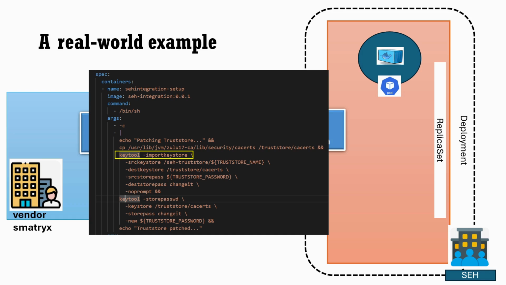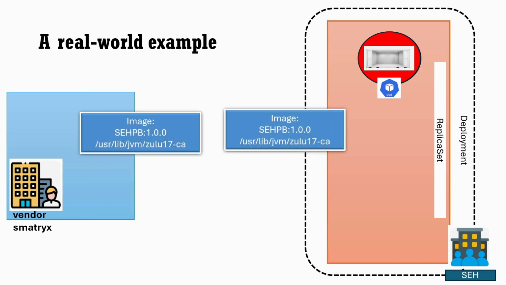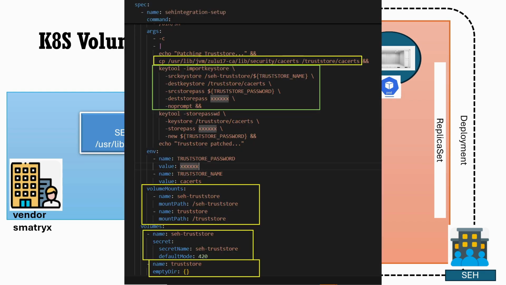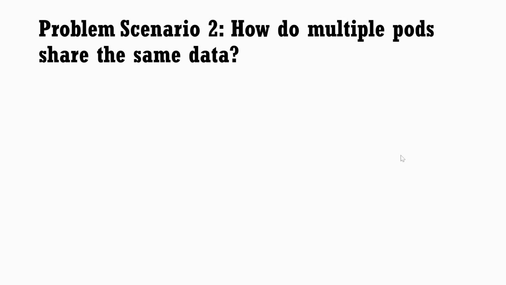The application works fine initially, but when the pod restarts, the container is recreated. The patched trust store is lost. SSL validation fails again. So the correct solution for such problems is to use a volume. Now let's see problem scenario 2.